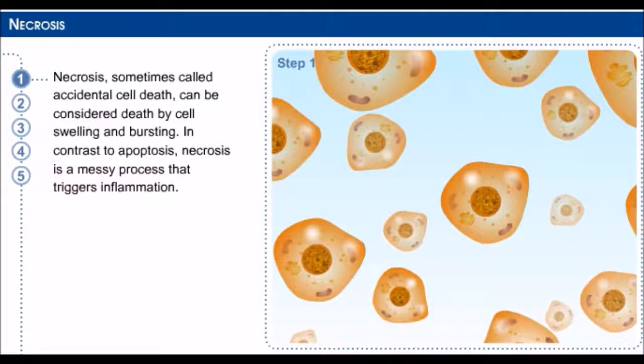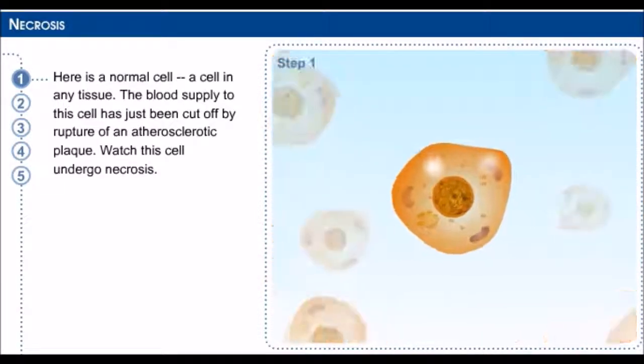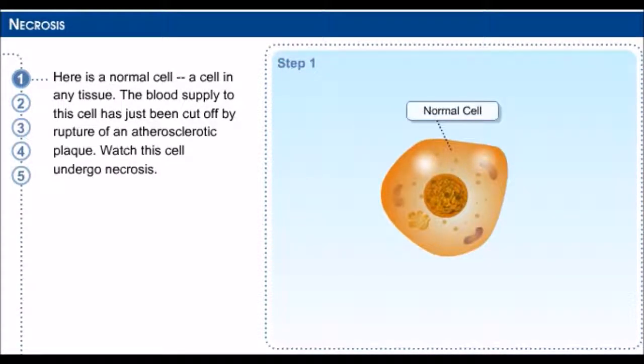Necrosis, sometimes called accidental cell death, can be considered death by cell swelling and bursting. In contrast to apoptosis, necrosis is a messy process that triggers inflammation. Here is a normal cell, a cell in any tissue. The blood supply to this cell has just been cut off by rupture of an atherosclerotic plaque. Watch this cell undergo necrosis.